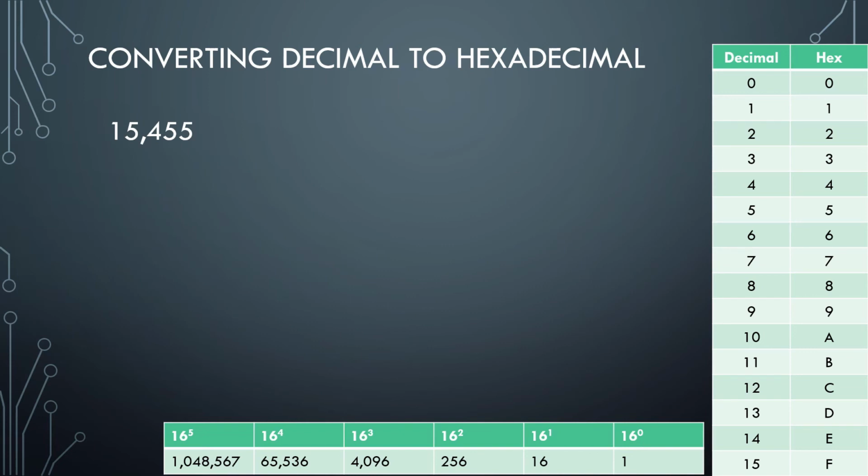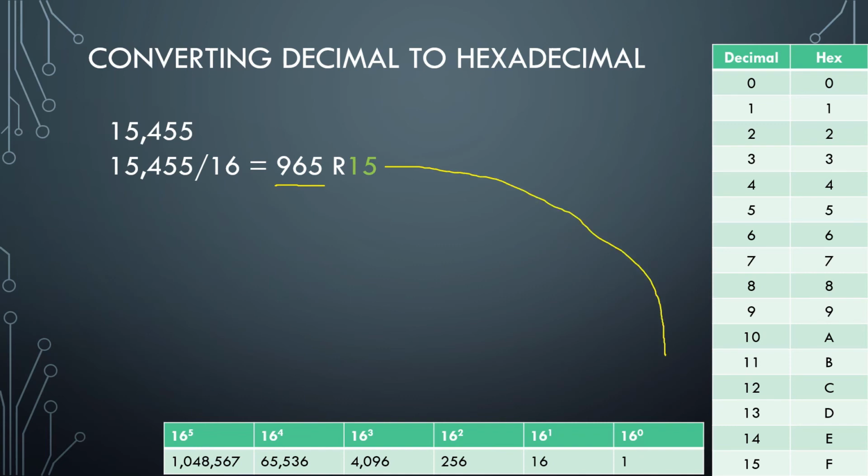So now we'll do another conversion with a much bigger decimal number. We'll convert the number 15,455 decimal into its hexadecimal equivalent. So of course the first thing we're going to do is divide it by 16, and we end up with 965 with a remainder of 15. But don't forget, 15 is not a valid digit in hexadecimal. It is actually going to be F. So looking over at our chart on the right, F is the equivalent of 15, so that's what we're going to write here.